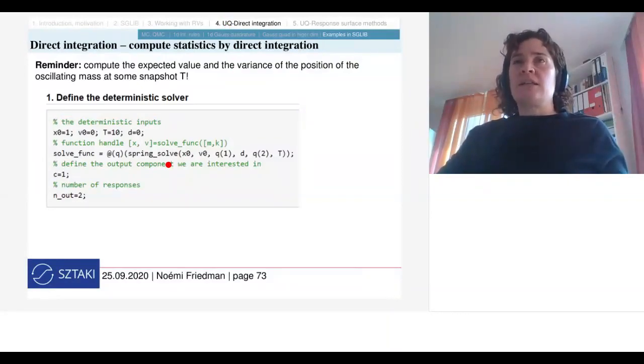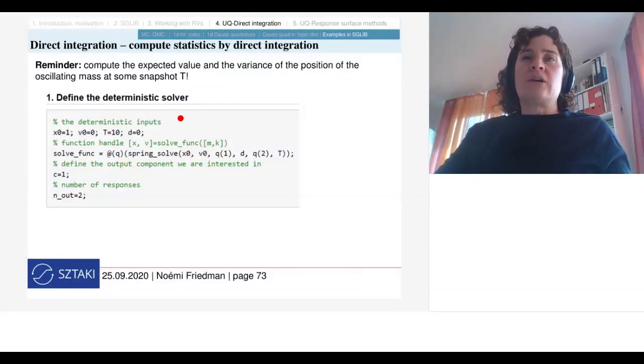In this case, let's say the mean value and the variance of, I think I only compute here actually the mean value of the solution by approximating the mean operator with the numerical integration. And this is the way to do it.